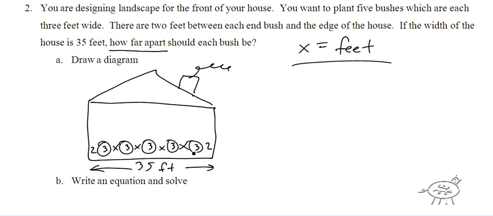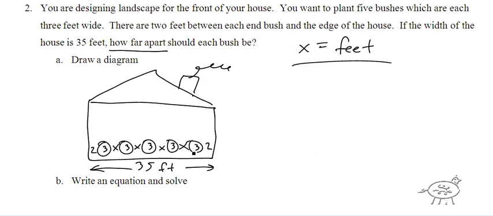Okay, so think about it. What do you have? Something's got to equal 35. Well, doesn't the distance between all those added together have to equal 35? So let's put it all together. Now I could put 2 plus 3 plus X plus 3 plus X plus 3 plus X plus 3 plus X plus 3 plus 2 equals 35 on there.